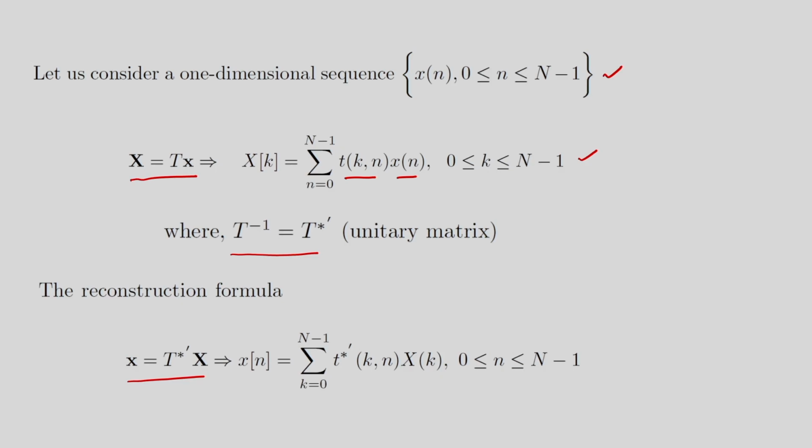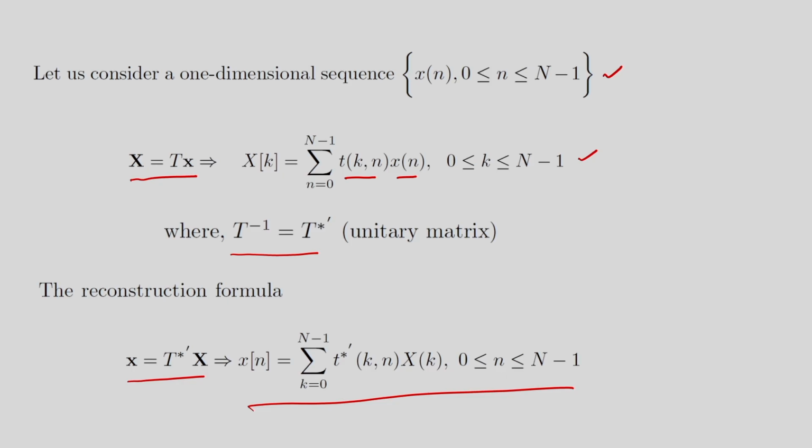Small x is equal to T complex conjugate transpose times capital X, because T complex conjugate transpose is nothing but T inverse. So in this case, this is the reconstruction formula: xn is equal to the sum over k from 0 to n minus 1 of T complex conjugate transpose k comma n times Xk, where n is from 0 to n minus 1.